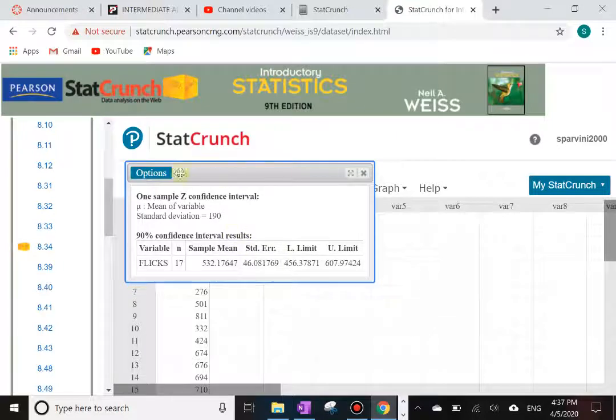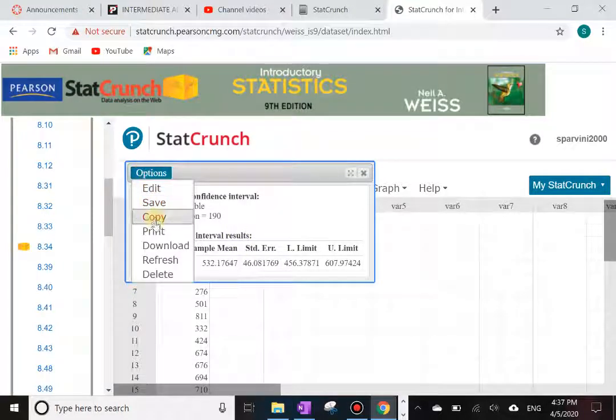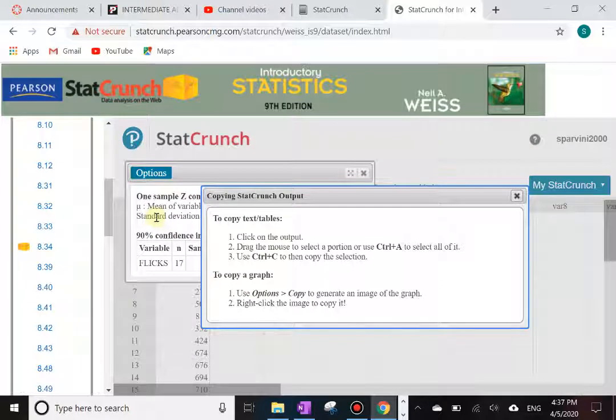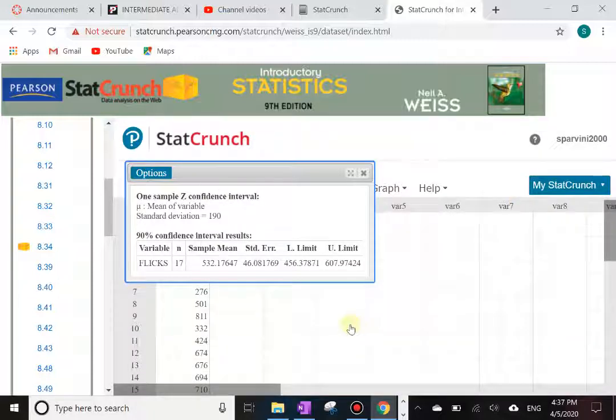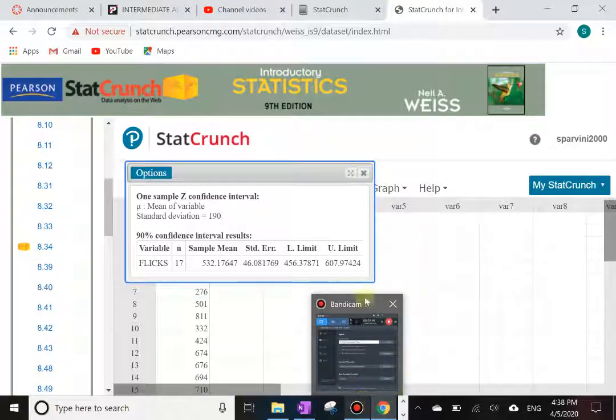You can actually copy your output here, and then it tells you how to paste it into something such as a Word document if you like. But for now, I just want to show you that you can do this in StatCrunch. So hopefully that was easy to follow, working with StatCrunch to get the same numbers much easier and faster. And with that, we are truly now done with this section.